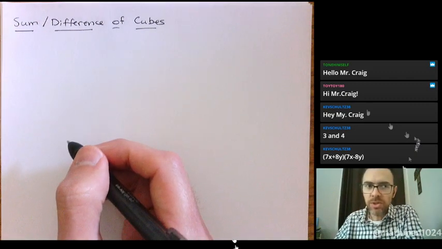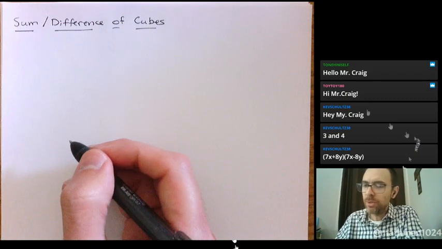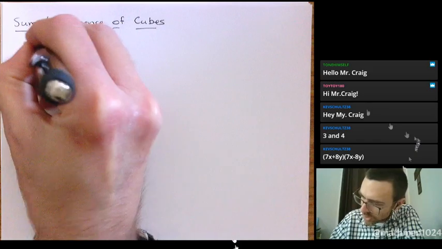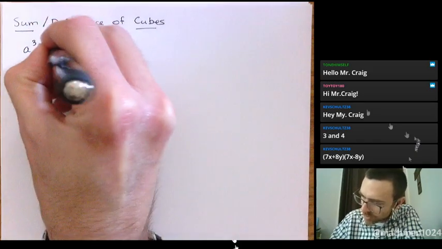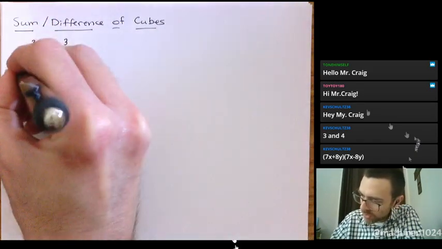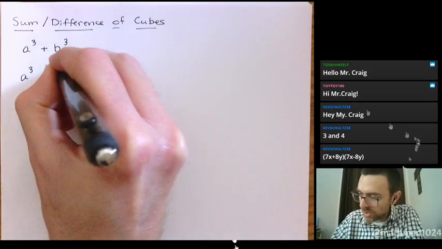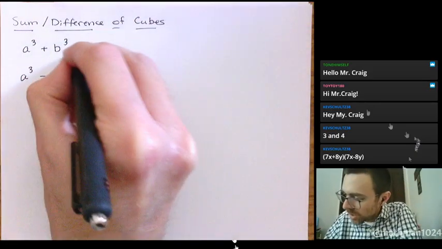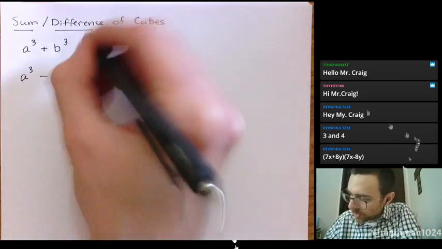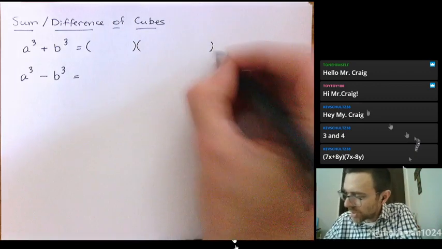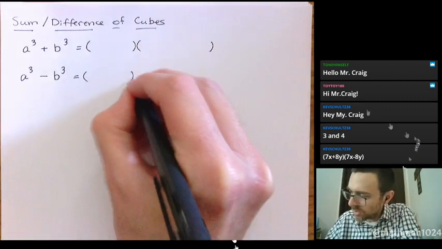So the sum of squares cannot be factored. However, the sum of cubes can be factored. The factorizations for both of these types of binomials are very, very similar to each other. In fact, the only thing that's different would be the signs. So what I'm going to do first is I'm going to show you the pattern, and then I'm going to come back and address the issue of signs.